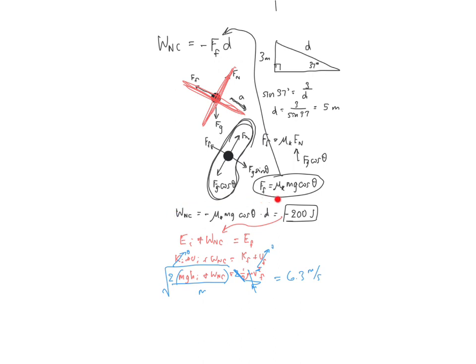So if we'd have taken this whole formula right here and plugged that formula into the W_NC instead of just putting in the negative 200, then we could have canceled out the mass in each of these three terms, and that would have made it irrelevant to the problem. And you still would have ended up with the same answer of 6.3 meters per second.